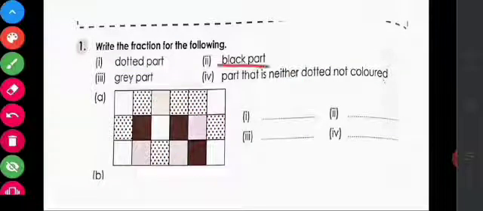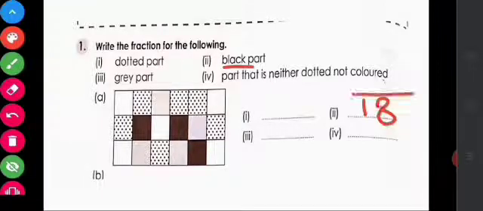Then find the next one. Black part. Number of equal parts into which the whole is divided? 18. So 18 in the denominator. And then count the number of black parts. 1, 2, 3. 3/18. So that is the fraction 3/18.